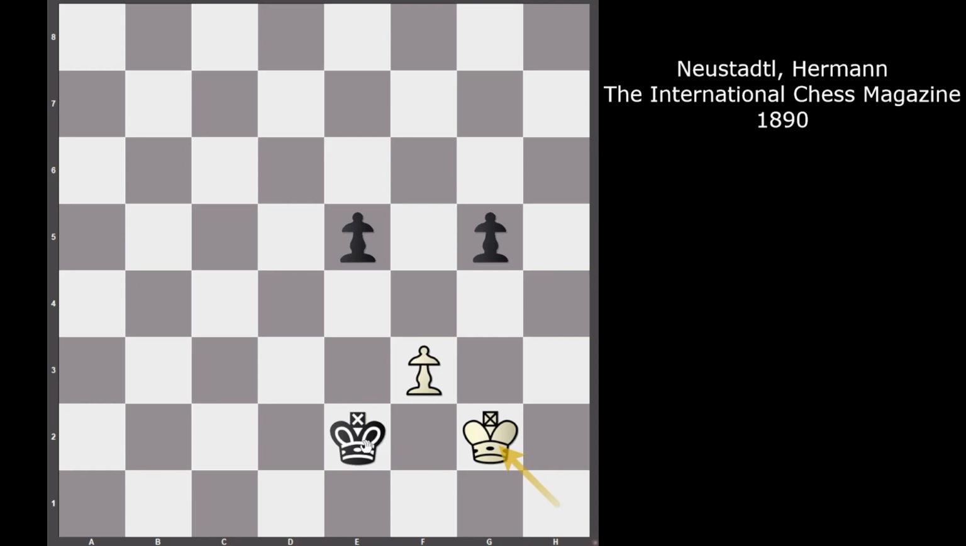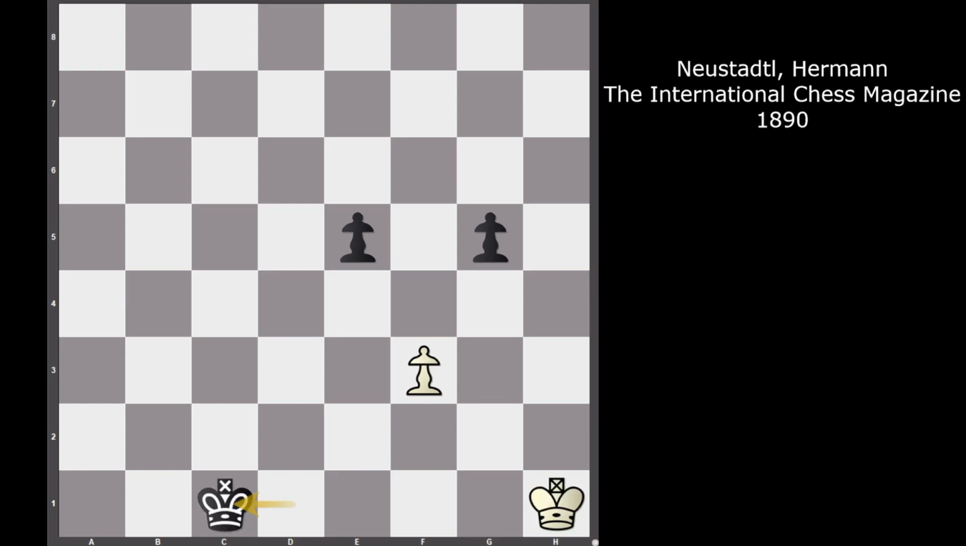Now, if black plays some move, let's, for example, take king d3 because this is the most testing, then you have again to take the opposition with king to h3. And after king e3, king to g3. And you just take the opposition. So this does not really work for black.